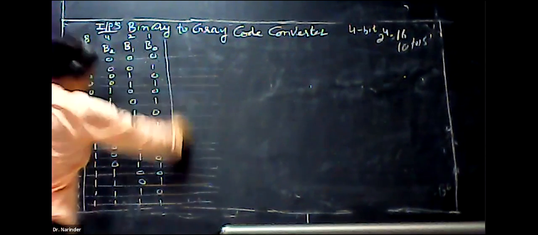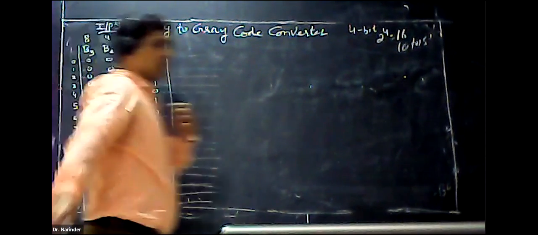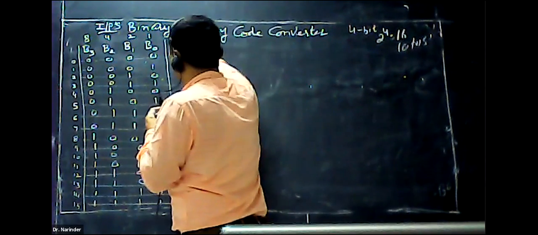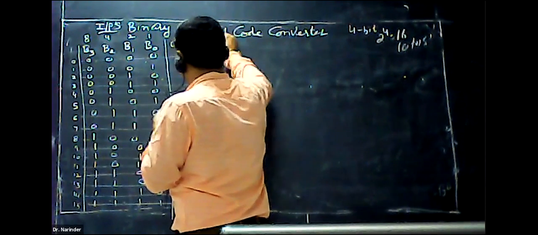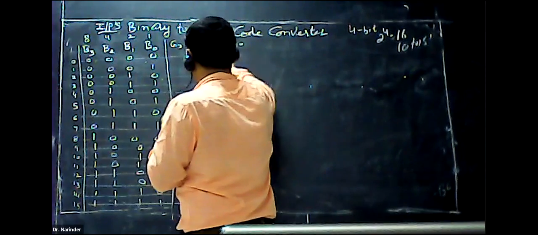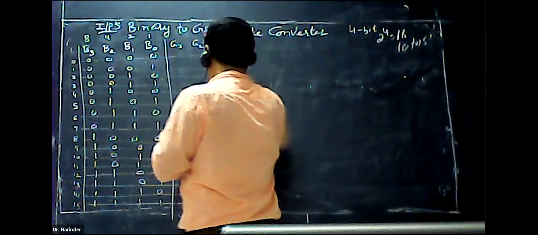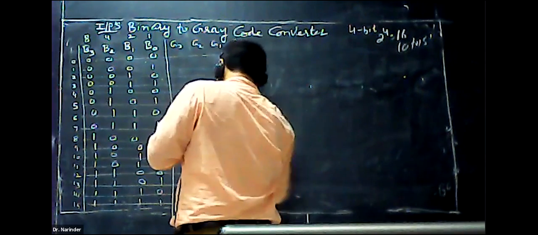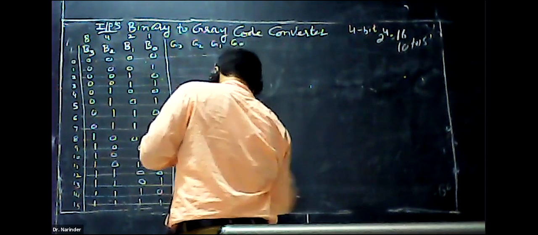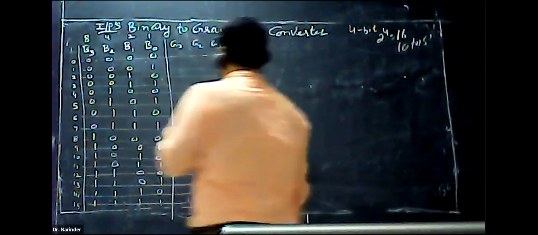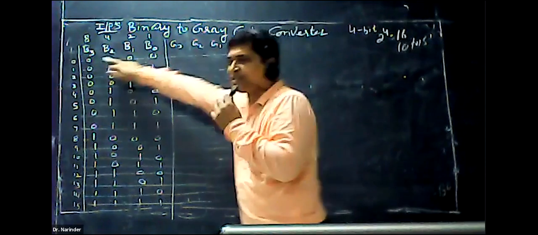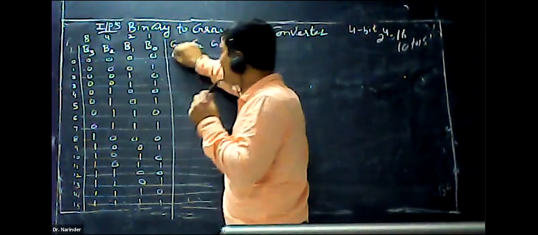Now, this is the input. You will pursue the output. Write output as G3, G2, G1, G0, because the output is gray. So you have to write its equivalent gray code. You have to exercise by yourself also, in parallel. See, this is the 0. That would remain the same.